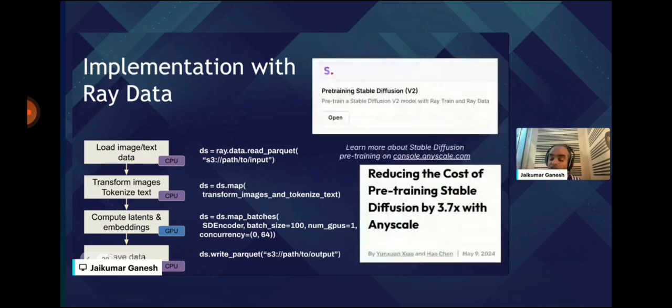If someone wants to try this out, this entire example is available as a template. You just have to get it for free, and we were able to show that we reduce the standard cost of Stable Diffusion by 3.5x using Ray Data.